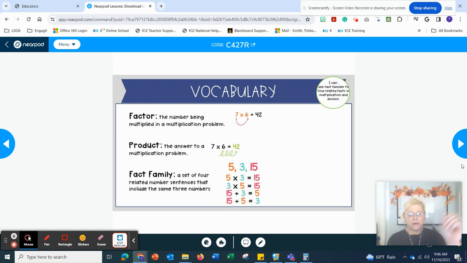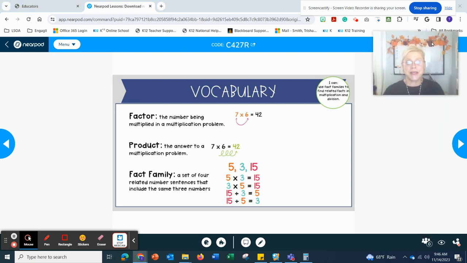So our vocabulary words for today are factor, the number being multiplied in a multiplication problem. So those are the numbers we are actually using. Product, the answer to a multiplication problem. Fact family. I know we were on the struggle bus. We all were yesterday with fact family. A set of 4 related number sentences or problems that include the same 3 numbers.